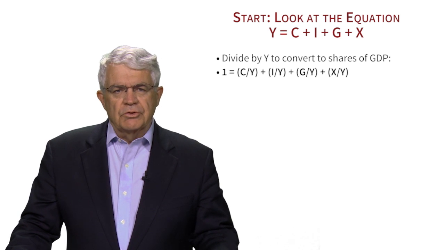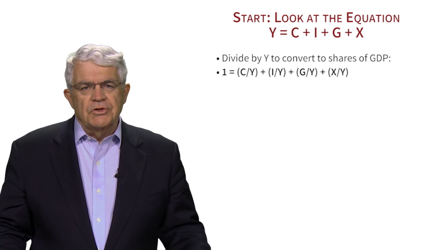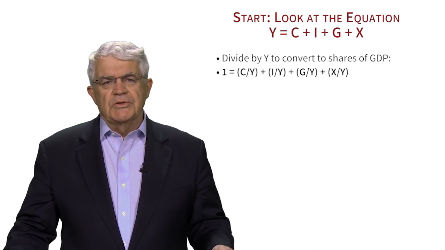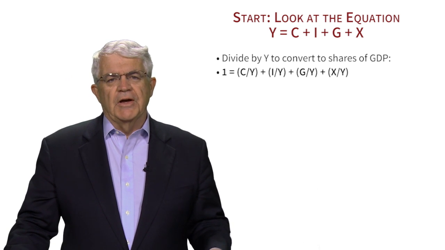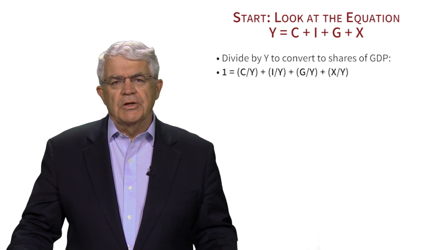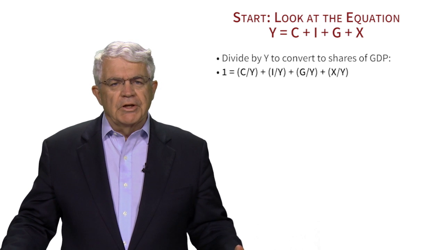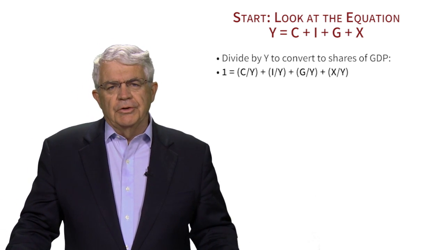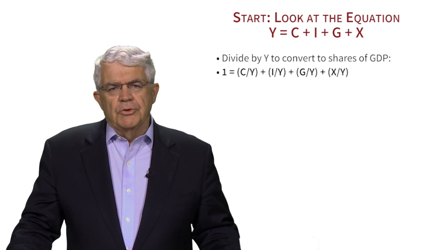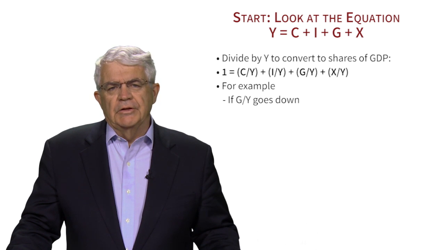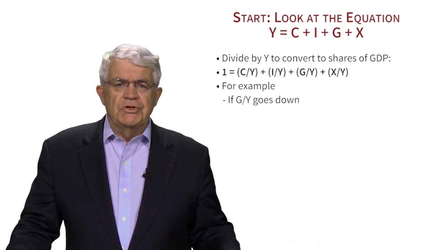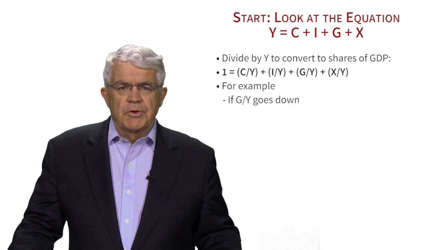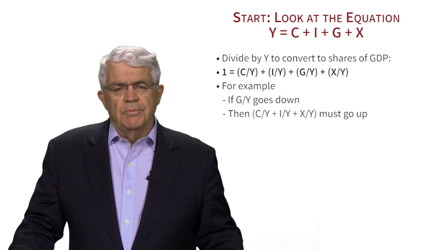Sometimes we describe those shares in percentage terms rather than fractions, so we might say consumption is 65% of GDP rather than just say it's 0.65. But it's really clear from this example that if any one component of this sum goes up, the others must go down. So for example, if G over Y, the percentage of government purchases in GDP, goes down, the others must go up, at least the sum of them must go up.